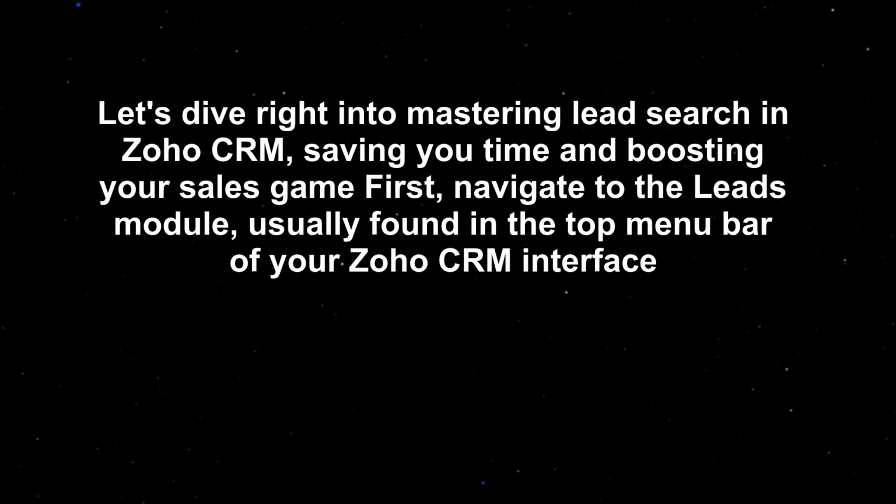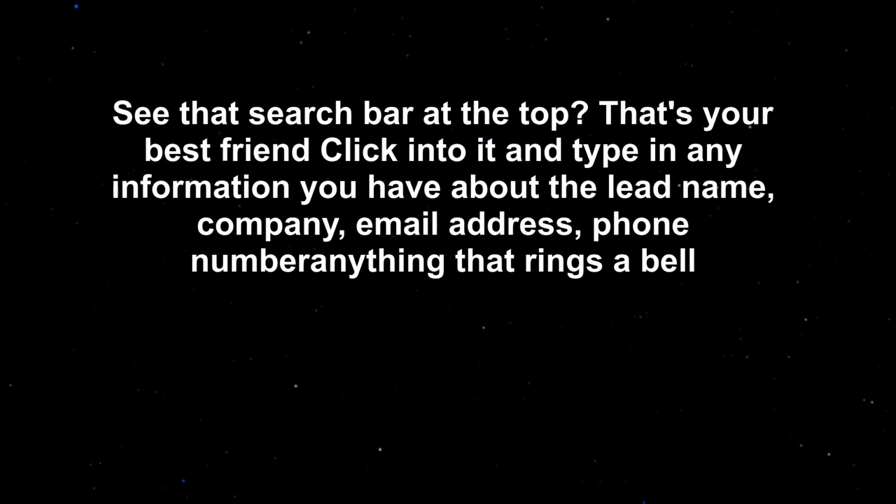First, navigate to the Leads module, usually found in the top menu bar of your Zoho CRM interface. See that search bar at the top? That's your best friend. Click into it and type in any information you have about the lead: name, company, email address, phone number, anything that rings a bell.